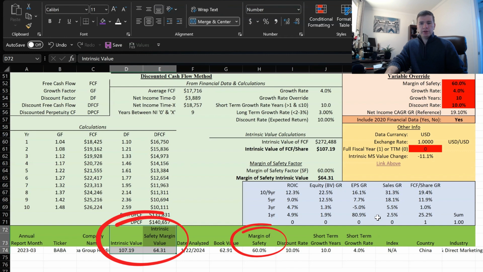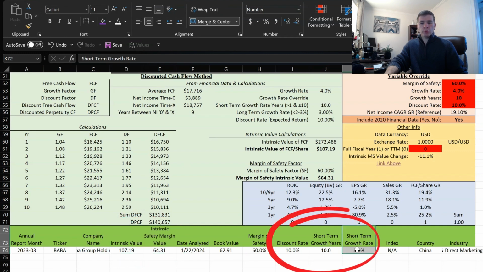Now, my valuation is based on a 4% short-term growth rate over the next 10 years, with a 10% discount rate and a 3% long-term growth rate.